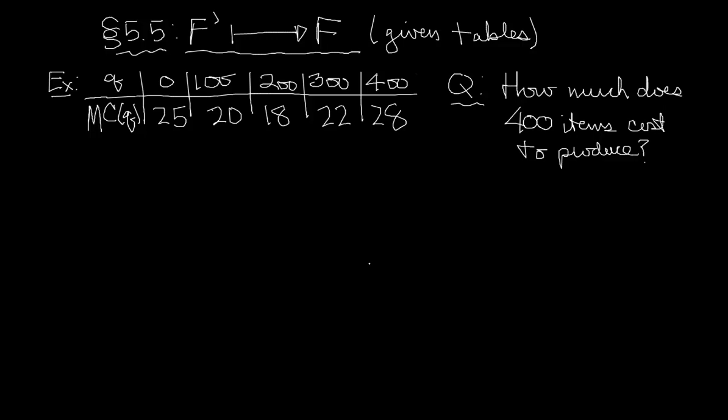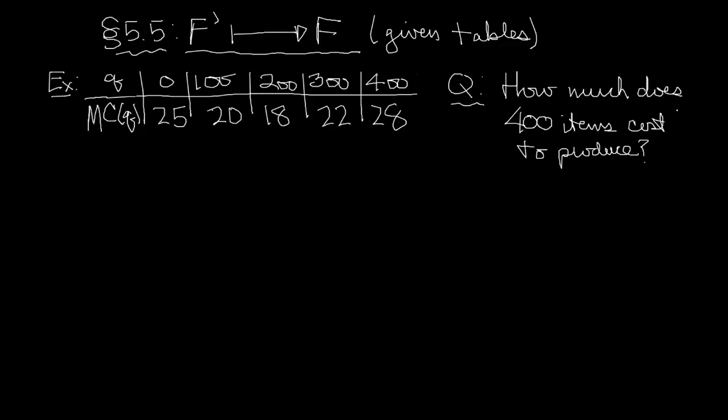Well, what we're going to do here is use that same principle, but what we're going to be given now is not a formula, but a table. What I've written here is a table of the marginal cost of something, and we know that that marginal cost is the derivative of the cost function of whatever business this would be a function for. And the question we're going to ask is, how much does 400 items cost to produce?